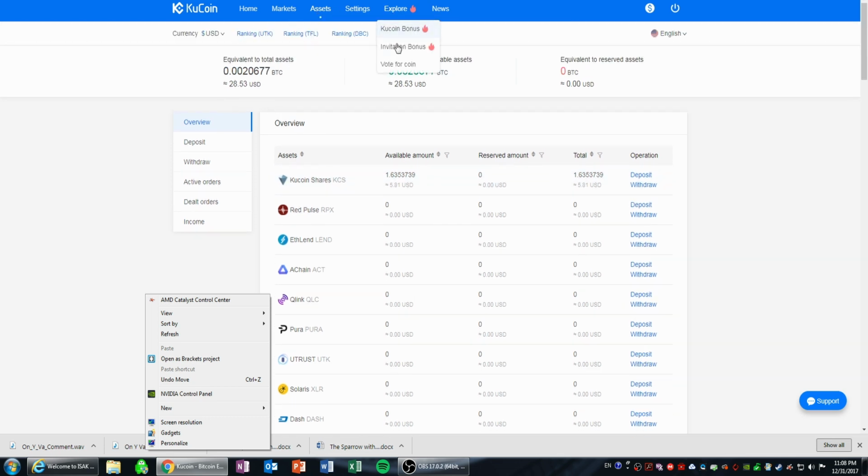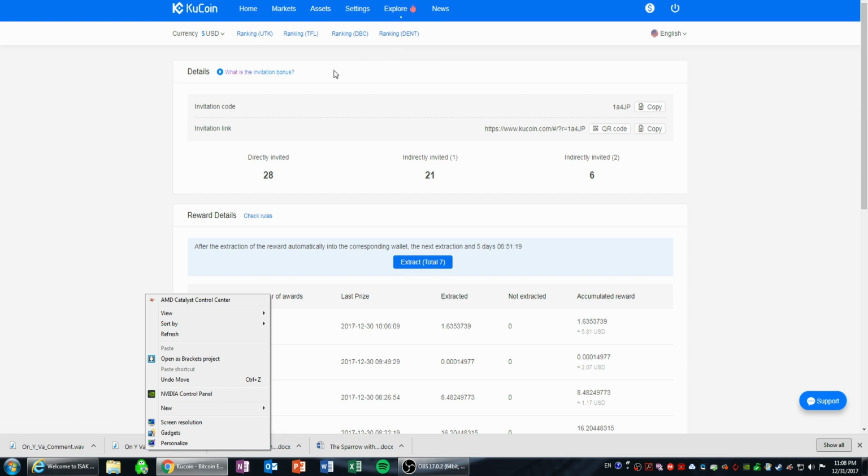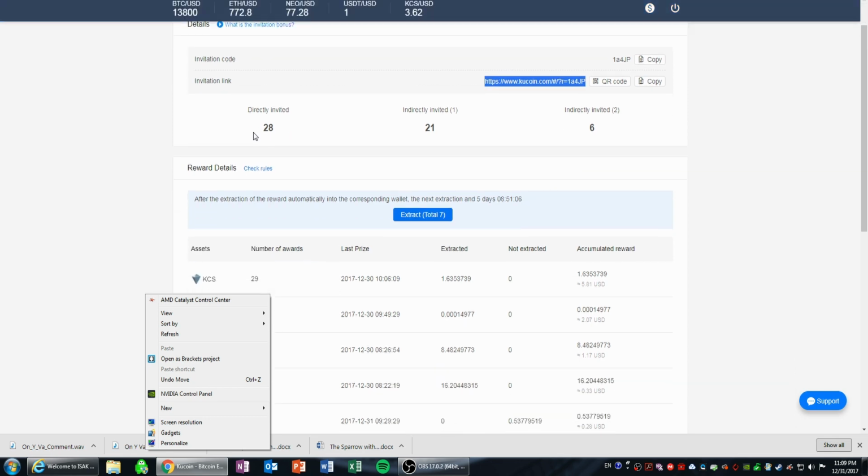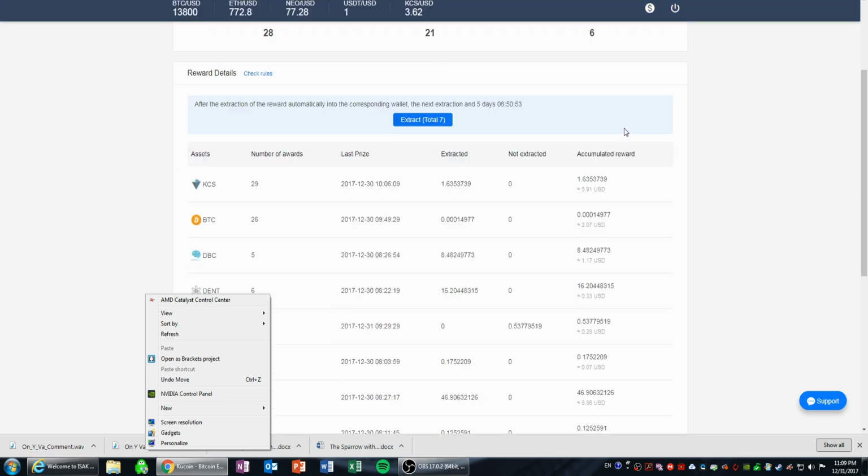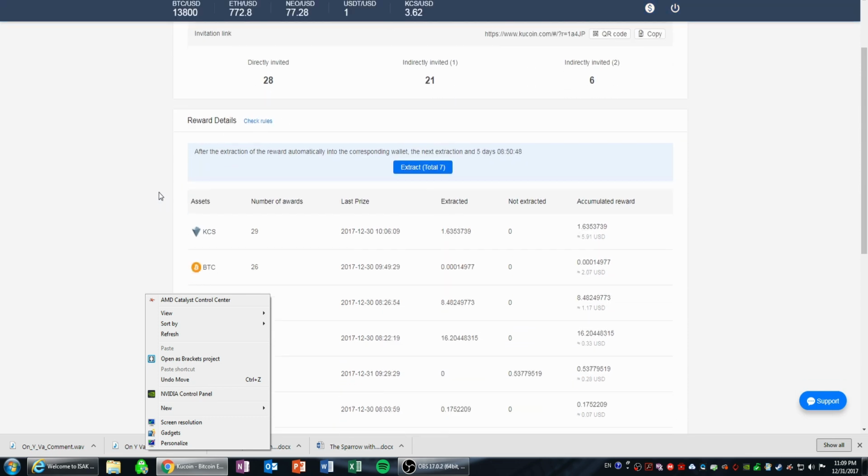And now okay, so now we're at the referral page. As you can see here, you have a little code that you send people to refer, okay? I put this in the description, so you guys just use my referral code. I have 28 people directly invited, 21 people indirectly invited, and 6 people indirectly invited because of those people. So it works to 3 levels, okay? What that means is that I directly invited about 28 people, those people invited 21 for me, and then those people invited 6 people for me.